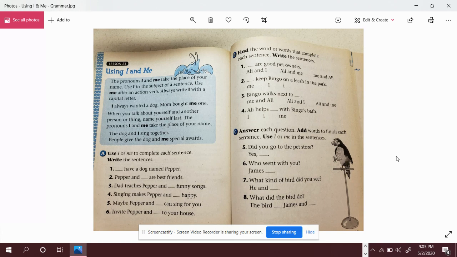So again, you can try these on your own, but this is just a little introduction to your new grammar lesson. You also have a video that you should be watching for your grammar lesson, a YouTube video that is on I and me. So this is just a little introduction from our grammar book, similar to the pages we do in class.